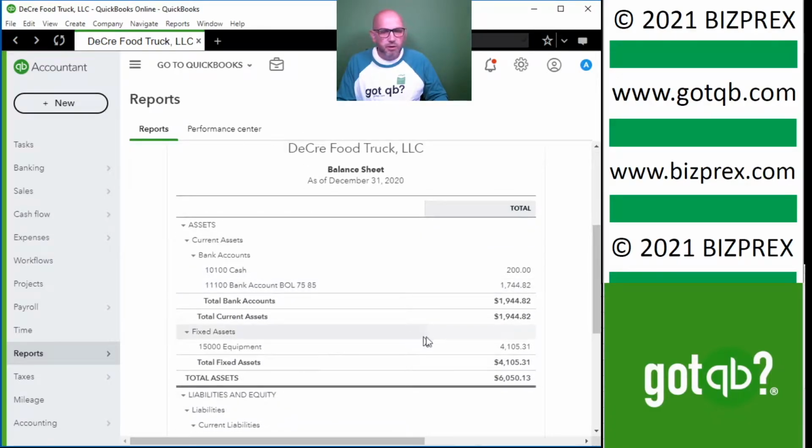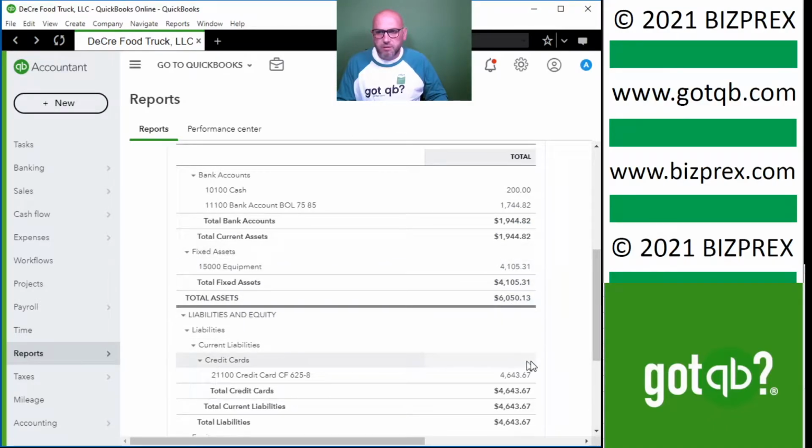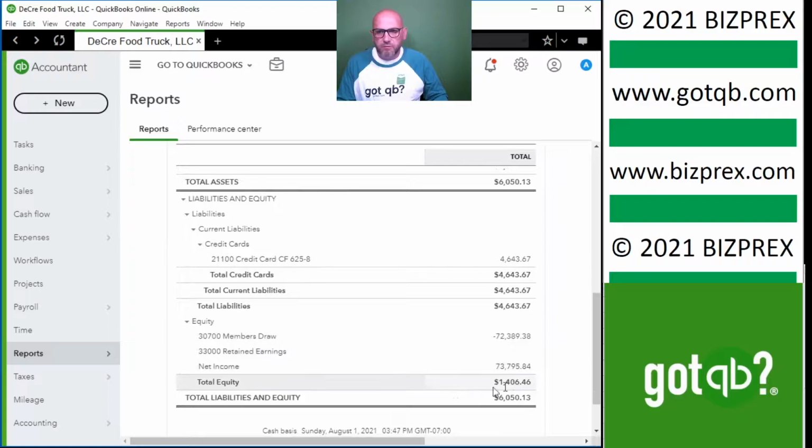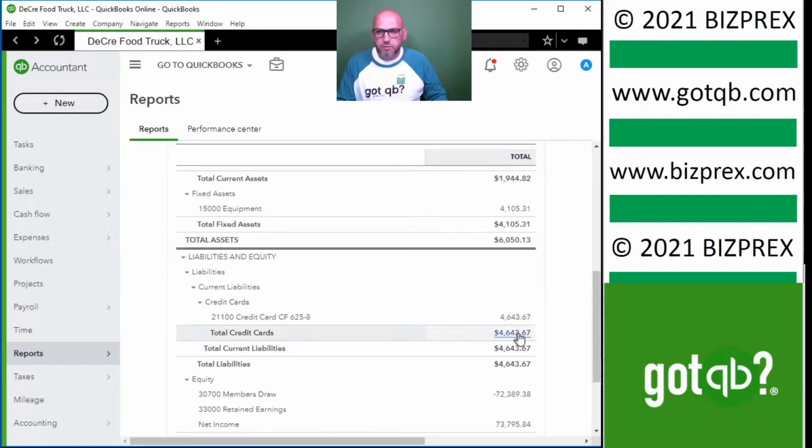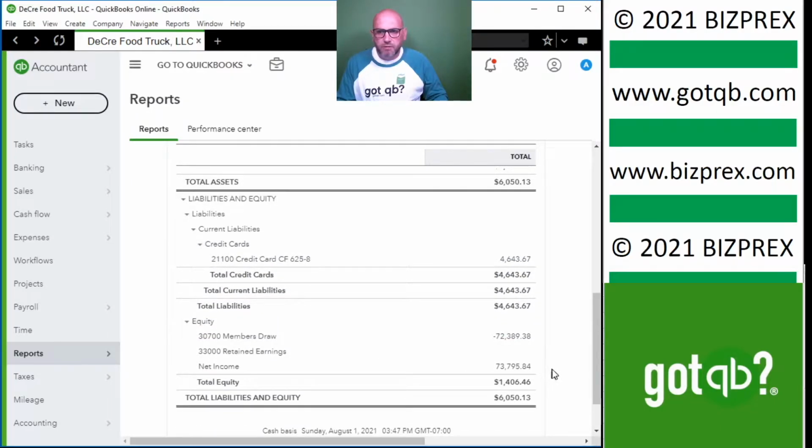Okay, so here we are. We have our cash position. We know it's accurate because it reconciled. We have our fixed assets, and we have our total equities and liabilities, the position on who owns what. And here's our debt with the credit card, right here. It hasn't been paid off. And we do have equity right now.